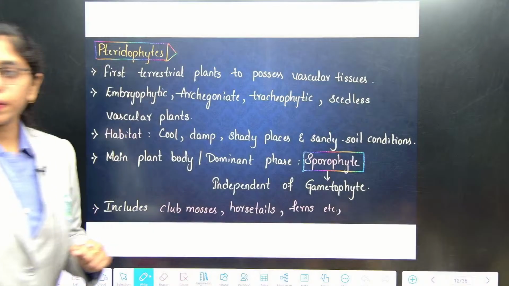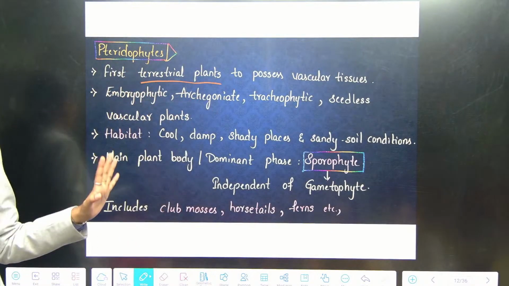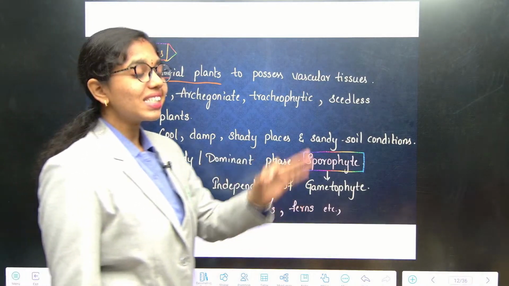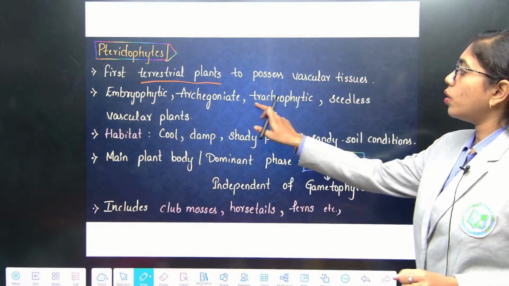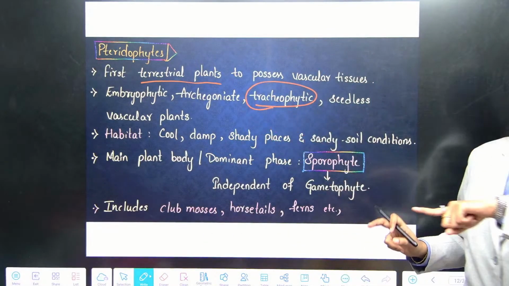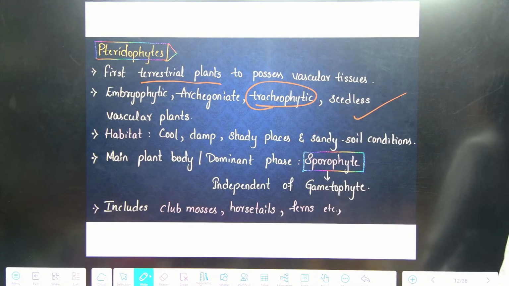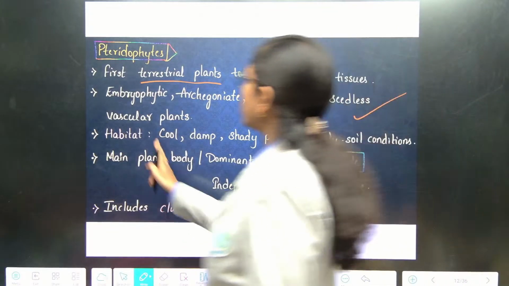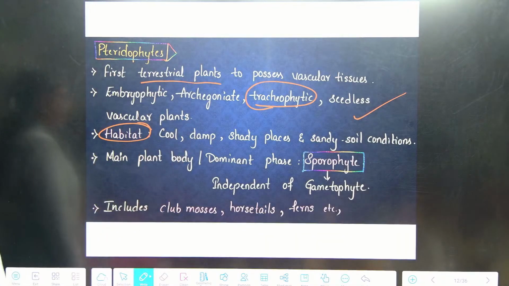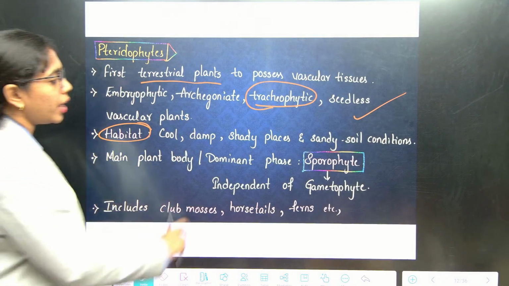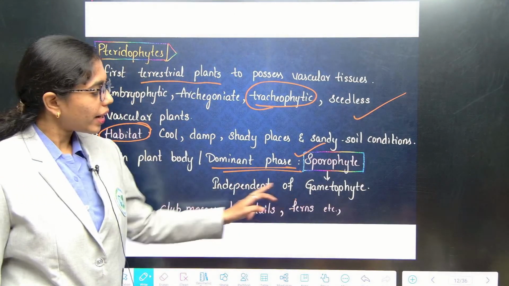How can you describe pteridophytes? These are the first terrestrial plants to possess vascular tissues. In simple terms, first terrestrial vascular cryptogams. Embryophytic, archegoniate, tracheophytic. Bryophytes are atracheophytic. These are tracheophytic, seedless vascular plants. Habitat: cool, damp, shady places, and they are also present in sandy soil. Main plant body or dominant phase is sporophyte, and gametophyte is independent.